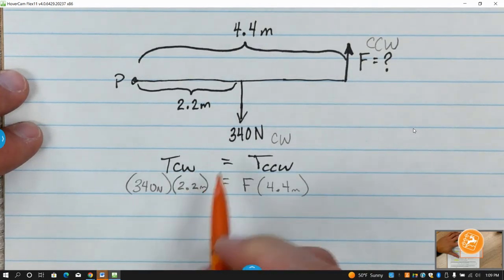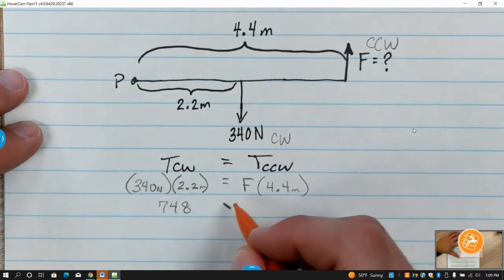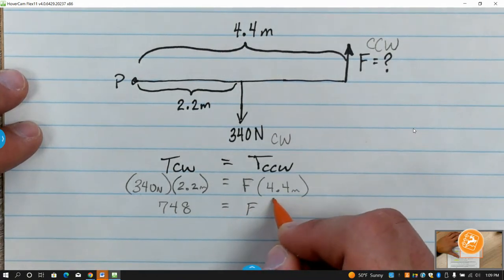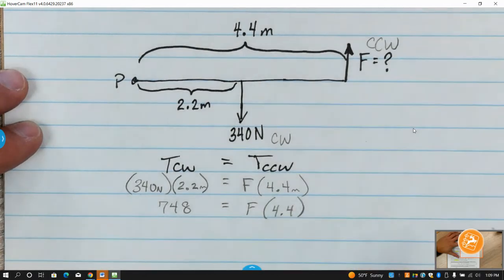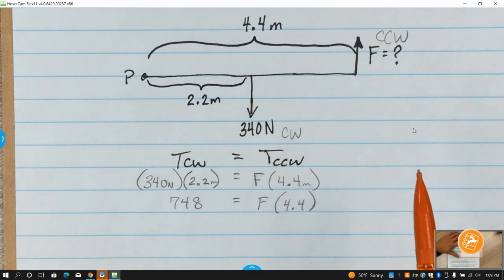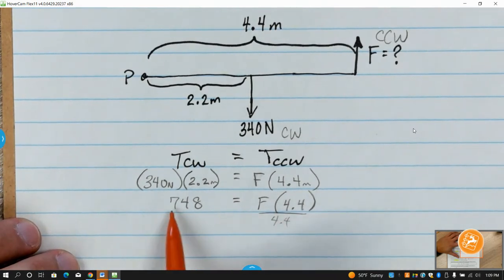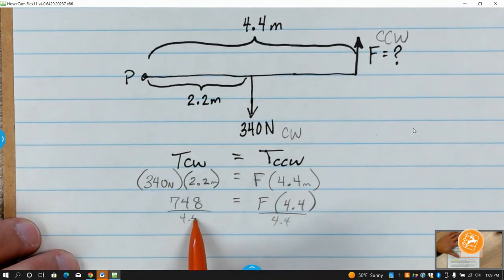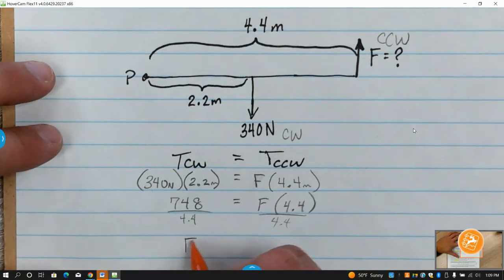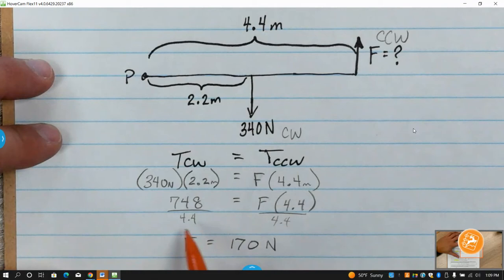So you're going to multiply 340 times 2.2, and that comes out to be 748. And that is going to equal F times 4.4. How do you get F by itself? Divide by 4.4. So 748 divided by 4.4 comes out to give us a force here of 170 newtons.